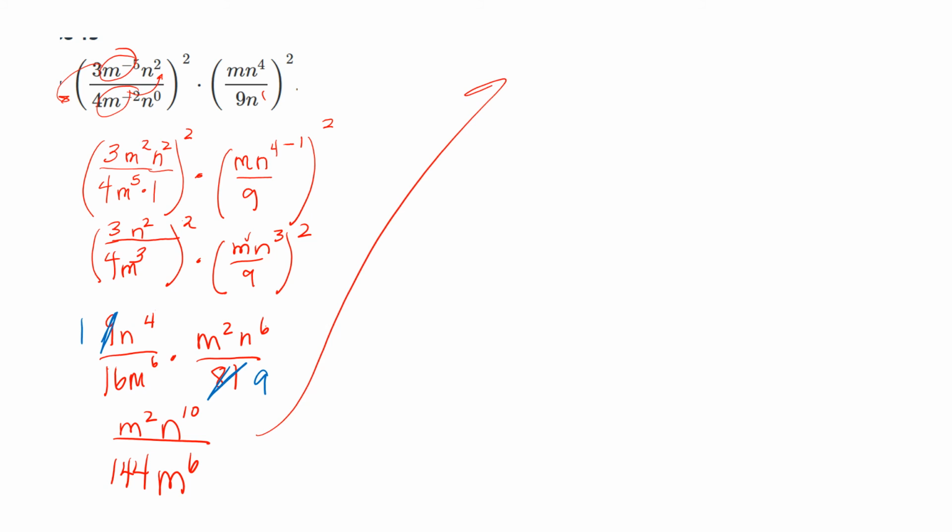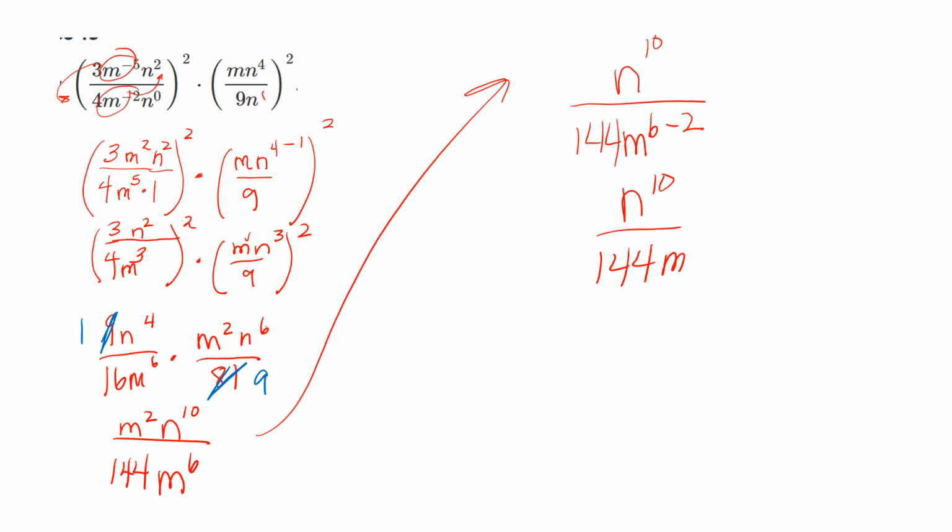Okay, got to divide again. My highest power of m is on the bottom. So m to the 6th minus 2. Okay, 144 is going to stay where it is. And n to the 10th is going to stay where it is. So I get n to the 10th over 144 m to the 4th, and that's your final answer.